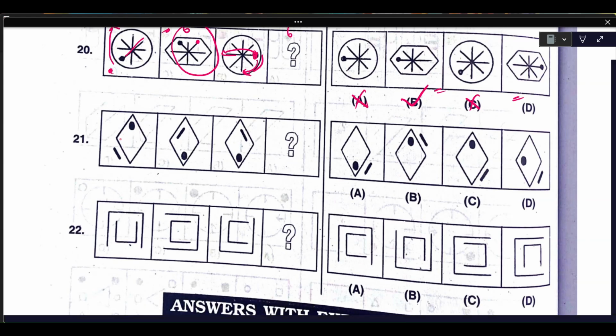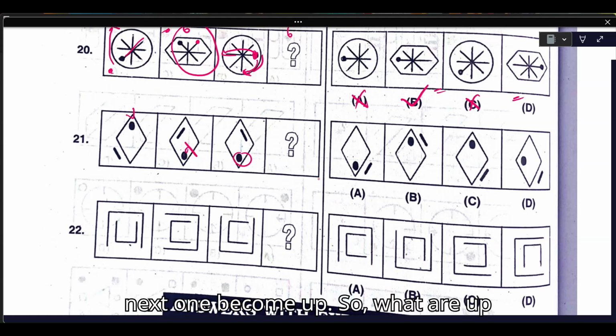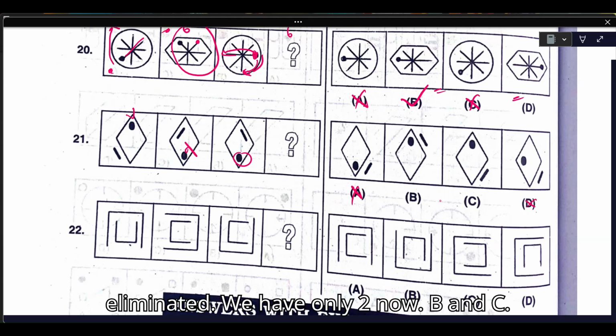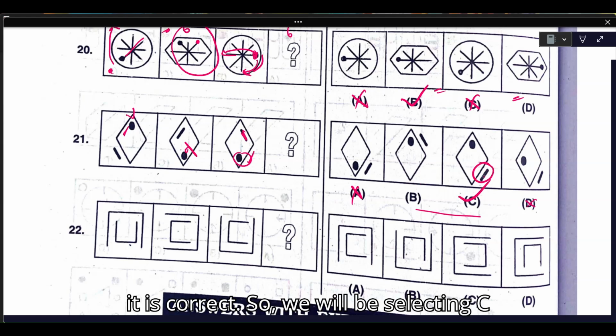Okay, and next one is 21. Here we have a diamond, diamond, diamond. So the next one will also be diamond. Let's check the position of this ball. This is up, next one becomes down. So this is down, next one becomes up. So what are up here? B and C are up. So A and D are eliminated. We have only 2 now, B and C. Let's check this line. This is outside, it came to inside, and this is inside, it will become outside, right? So what is there? Yes, C, it is correct. So we will be selecting C as our correct answer.